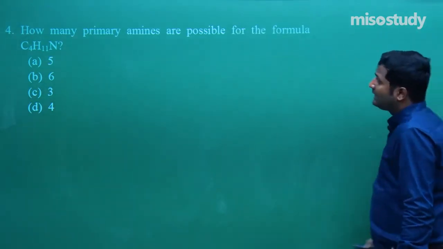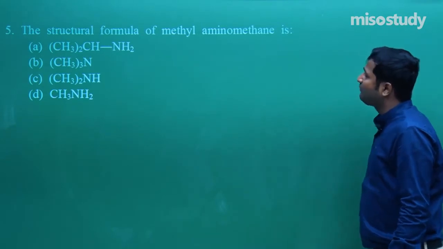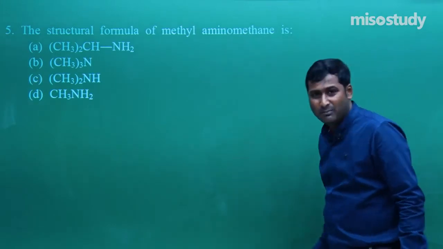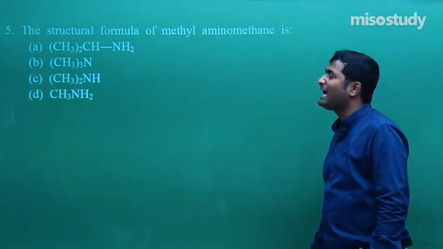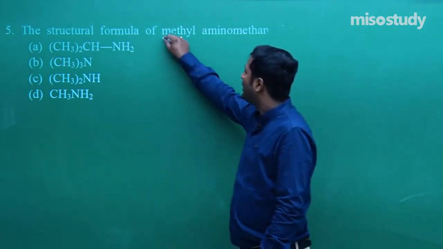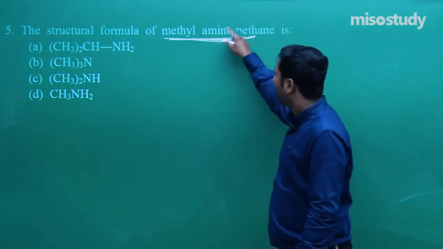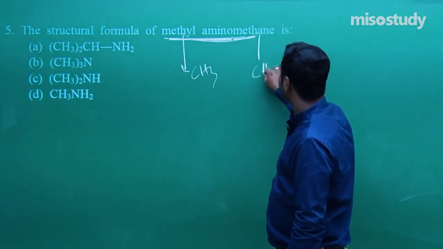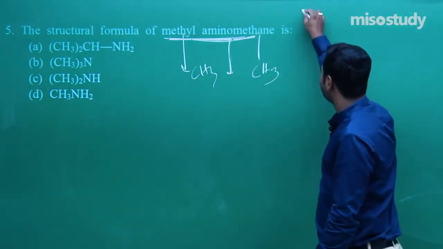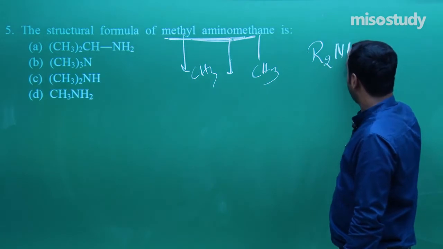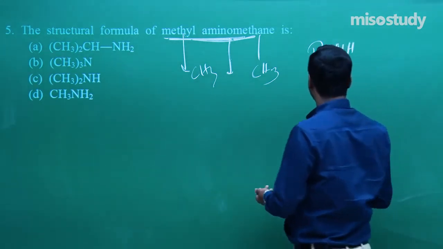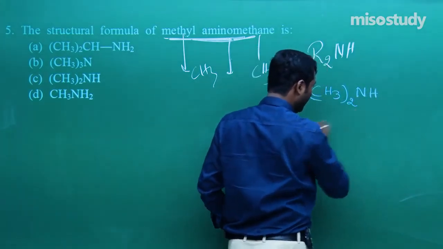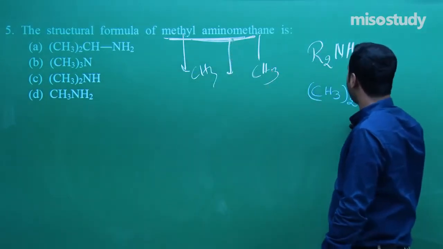Now let's move to the next one, question number 5. The structural formula of methyl aminomethane. This is a very simple question. This is the local name, not the IUPAC name. Methyl aminomethane: CH3 here, CH3 also here, and the amino group, that is R2NH if there are alkyl groups. So it can be written like this: (CH3)2NH, that is methyl amino group on methane.